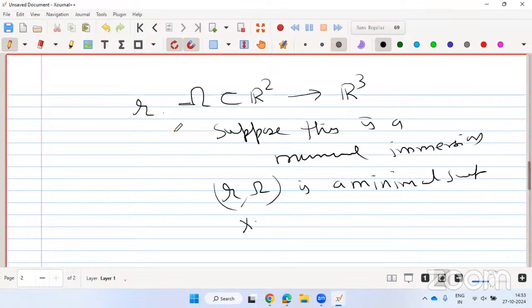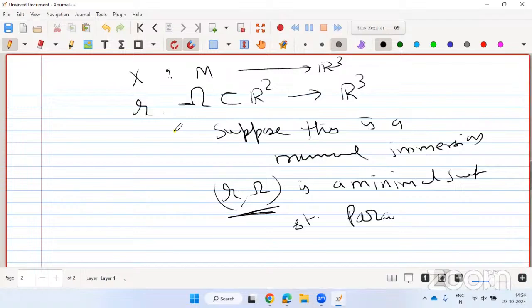In place of R, now I am saying X from M to R3. So (X, M) is a minimal surface such that the parameter is isothermal. So suppose this is the setup.